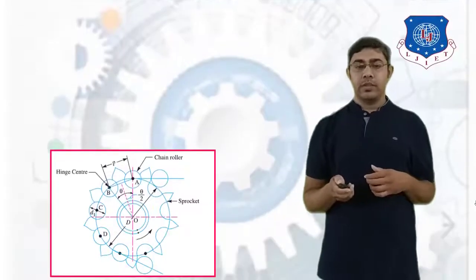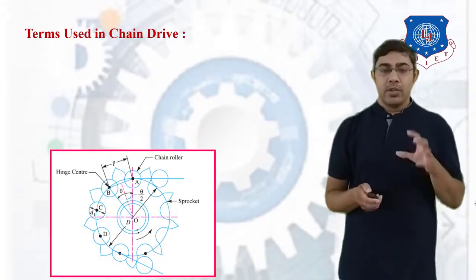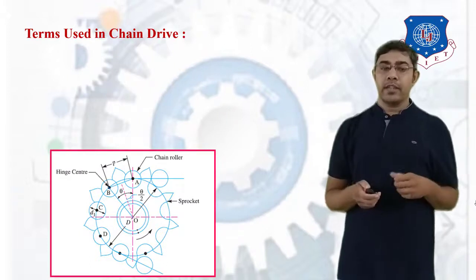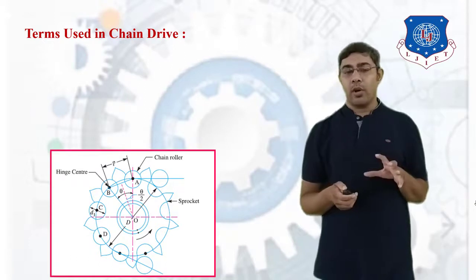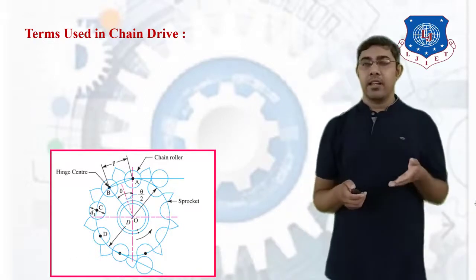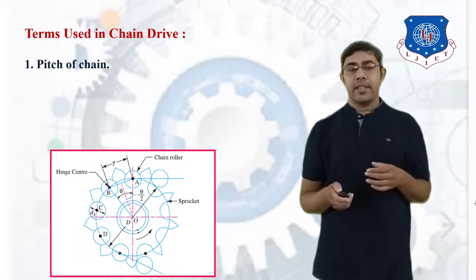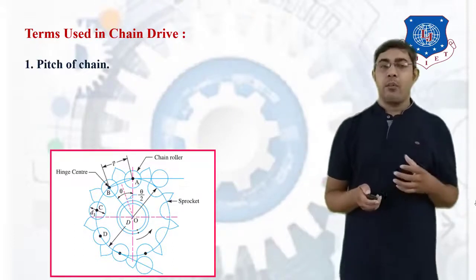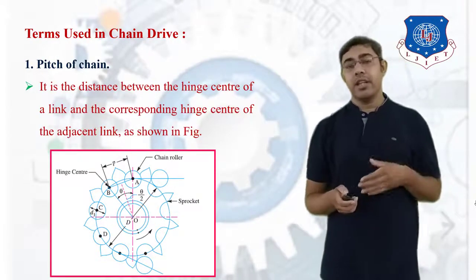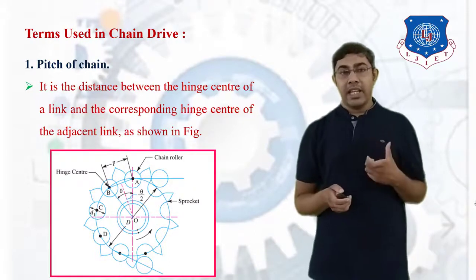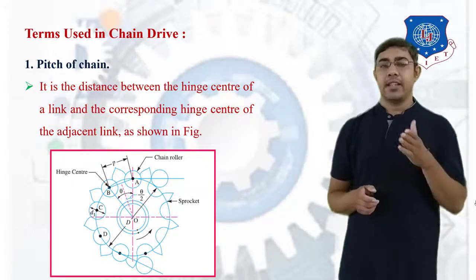Now, terminology used in chain drive. Terms used in chain drive: consider the figure as shown here. You can see that there is a toothed sprocket and the chain is wrapped round it. The first term is the pitch of chain. Pitch of chain is nothing but the distance between the hinge center of a link and the corresponding hinge center of the adjacent link.